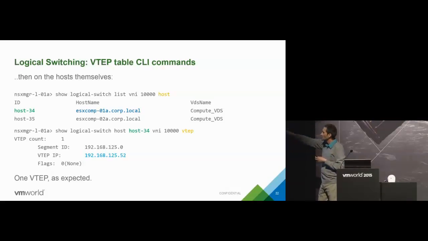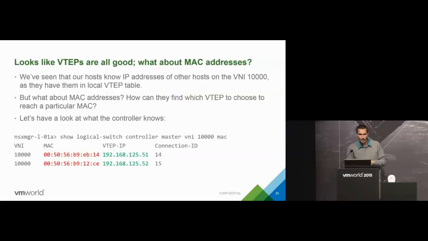The second command says go and query host 34 for the VTEP table on VNI 10,000. It comes back and says, yep, I have one VTEP, segment ID, VTEP IP, excellent. So it's the same information that we saw on the controllers. And if we run it against host 35, we would expect to see the other way around as well. So the VTEPs are good. What about MAC addresses, right? We know that the wiring is correct. Now, what about the MAC addresses?